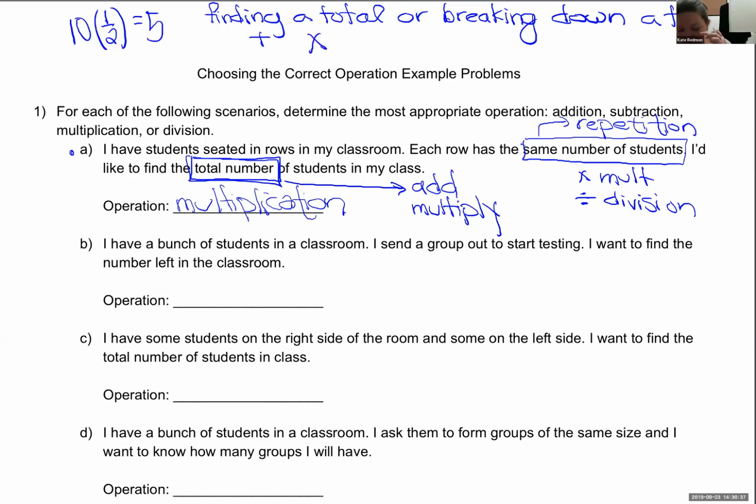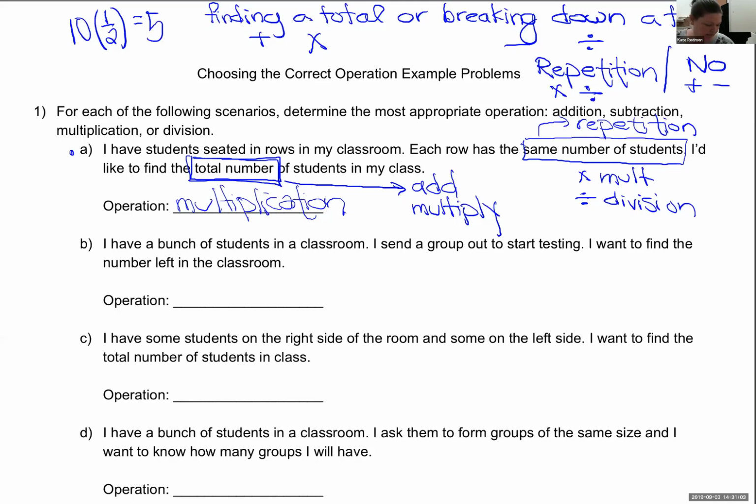Then my other thing, I could be breaking down a total. What are my two ways to break down a total? Subtraction and division. Wonderful. And then that second question will be along the lines of what you said with the same-sized groups. Is there repetition? If I have repetition or same-sized groups, then that puts me in the land of multiply and divide. If not, I'm only going to be able to add and subtract.